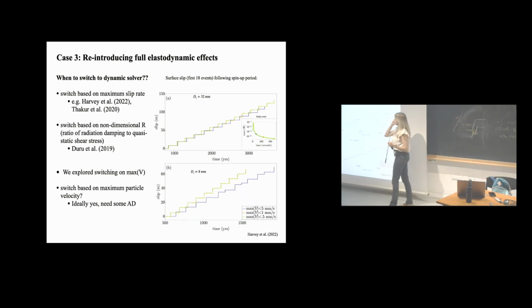There's a couple of different ways in which people using volume-based methods have decided to switch. There's a switch based on maximum slip rate, which we do. And there's a switch based on a non-dimensional R, which is a ratio of radiation damping to quasi-static shear stress. Basically, you don't want to switch to dynamics too early, because then you're taking really small time steps but nothing's happening. And once the event's over, you don't want to switch back too soon, because you want to make sure that you let all those waves propagate and die out before you switch back. So we played around with switching based on the maximum slip velocity, which seems pretty good. If you look at the blue line, it's switching too soon, and then if you switch with lower and lower thresholds, they tend to converge to some nice results.